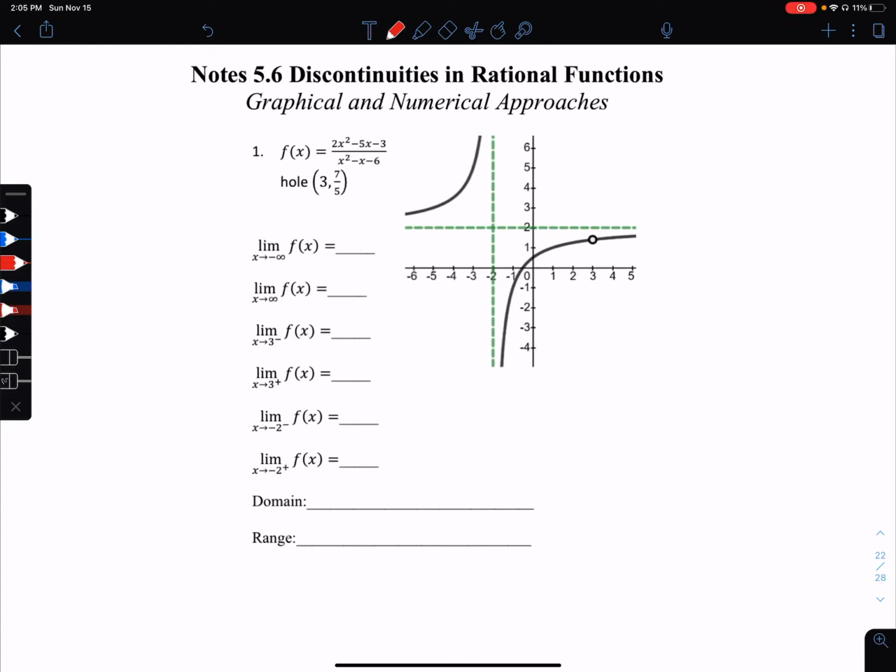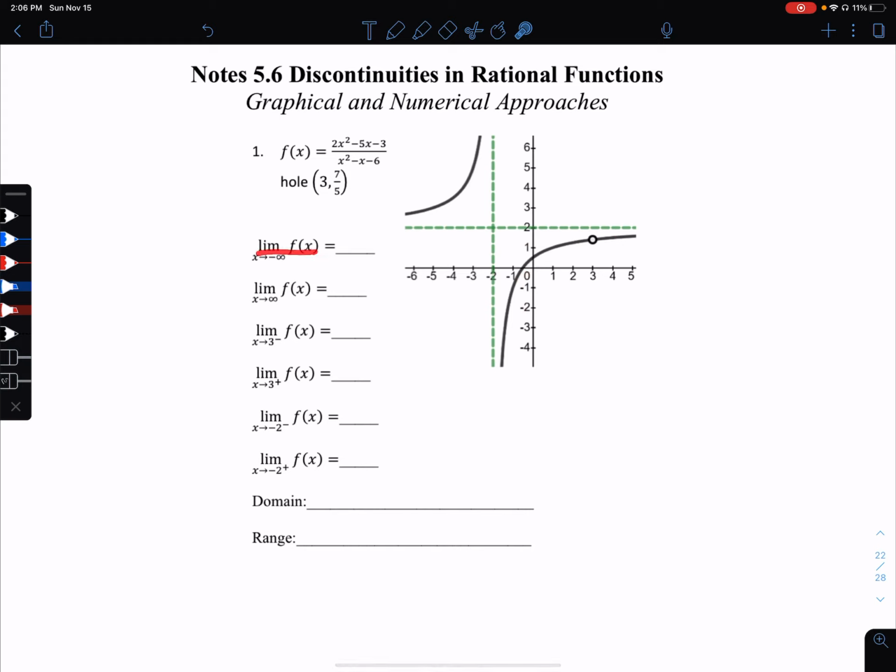This is pre-AP calculus. We are in section 5.4, looking at discontinuities of rational functions and seeing how limits can play into these rational functions. So we have this function f. We can see we have a hole in the graph, these vertical and horizontal asymptotes, a y-intercept, and an x-intercept. See if we can answer these limits.